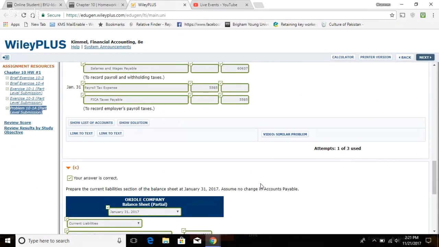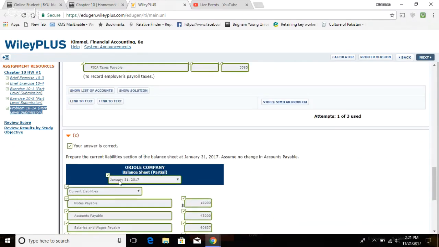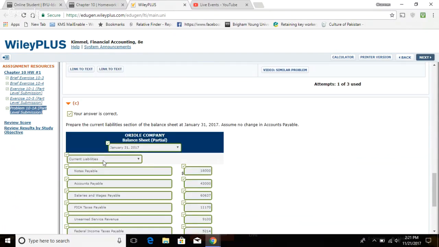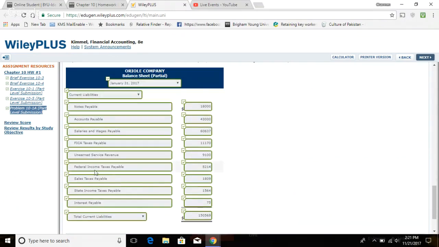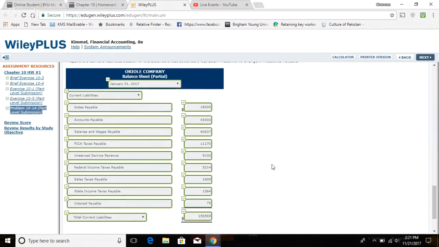Moving on, we will finally then prepare the current liabilities section of the balance sheet as at January 31st and assume no changes in accounts payable. So we would start by putting in our date because it's always as of a date. Put in here current liabilities, and then we start with notes payable, plug in accounts payable, and then salary and wages payable, and then FICA taxes payable, unearned service revenue, federal income taxes payable, sales taxes payable, state income taxes payable, and then interest payable.